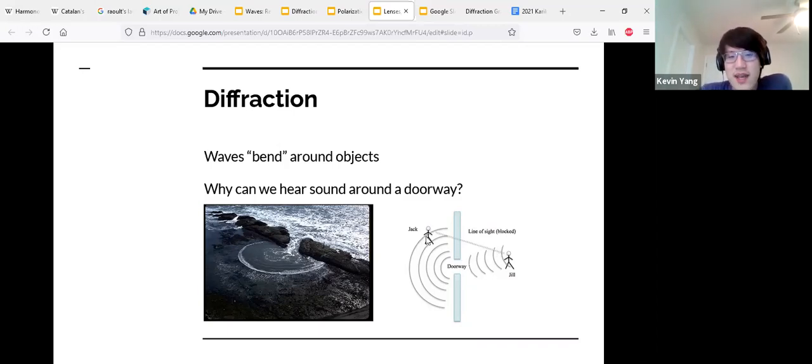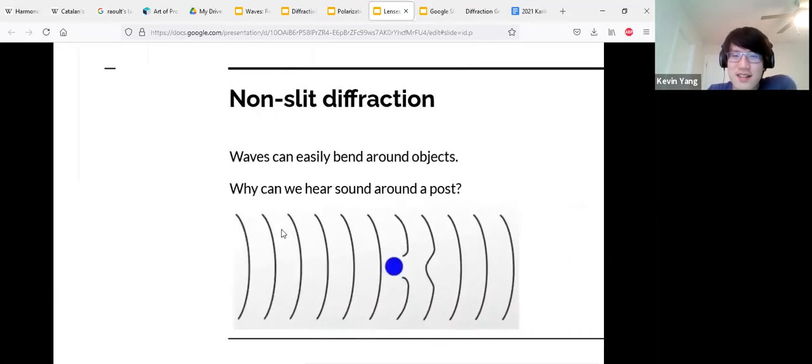Okay. Does that make sense? Any questions about diffraction right now? Okay, so diffraction is just when waves bend around objects.